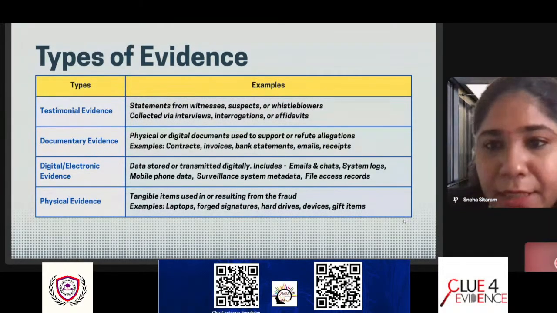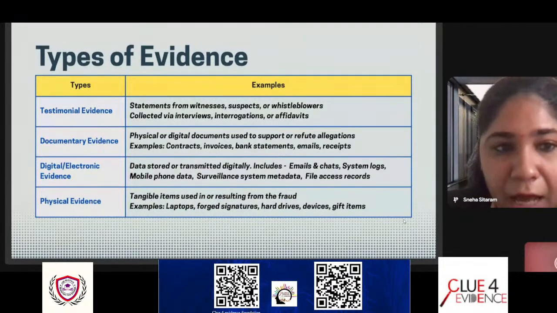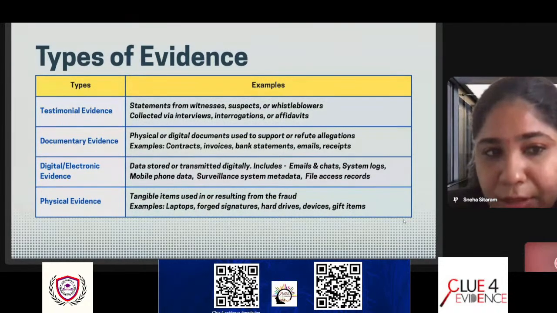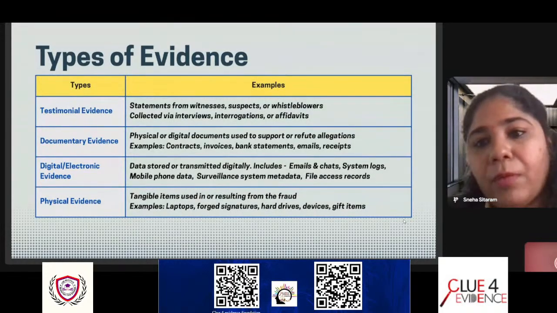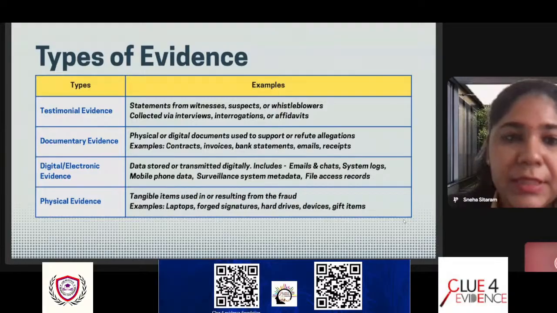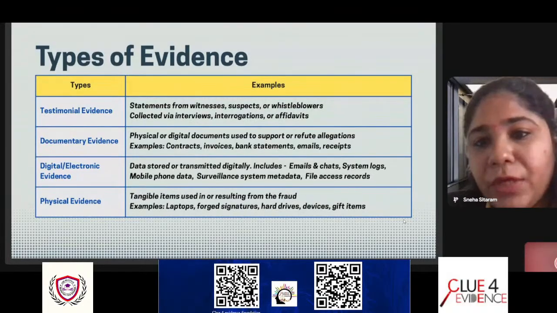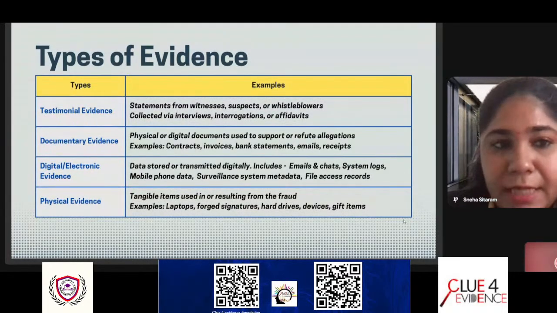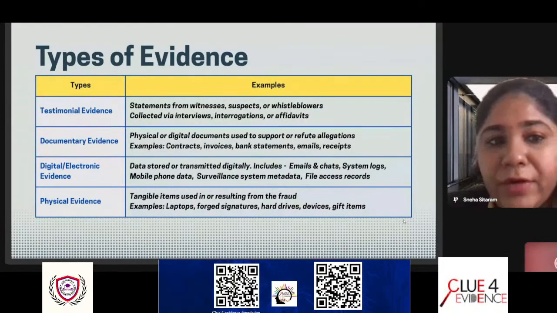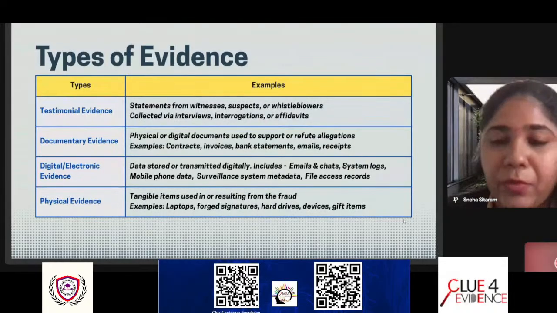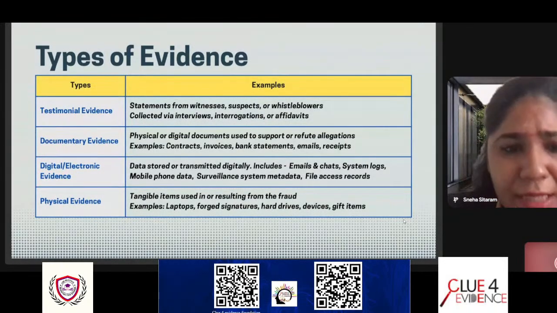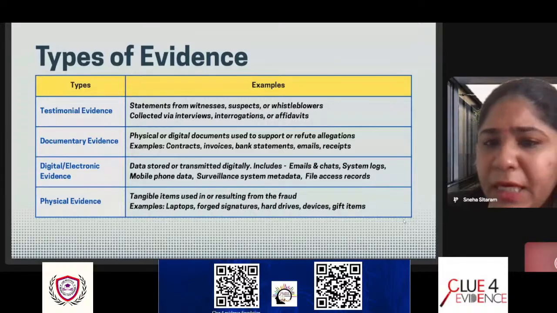It is quite challenging. Investigators have to sit down and understand what kind of documents can actually lead to proper key evidence in this particular case. So that's why in most of these cases, the documentary evidence, testimonial evidence, or the electronic evidence, that is emails and chats, will be more helpful. Physical evidence we don't normally use.